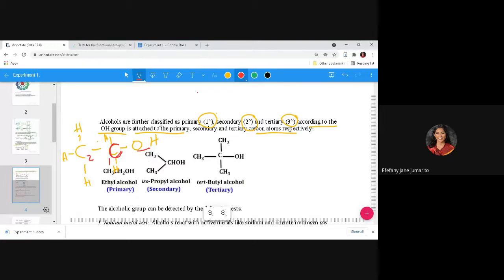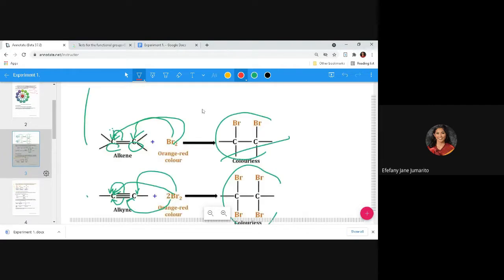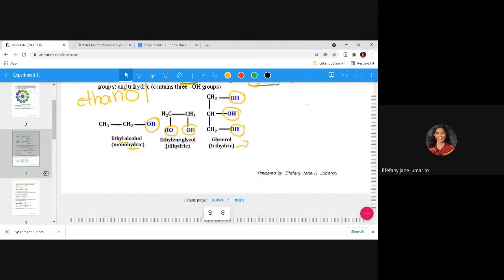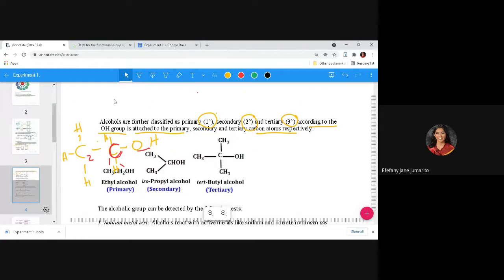Alcohols are further classified as primary, secondary, and tertiary according to whether the OH group is attached to a primary, secondary, or tertiary carbon atom, respectively. So here we are going to look at the bonding of our alkyl group substituents. Instead, if we are asked whether it is dihydric or monohydric, we are going to look at the number of OH.